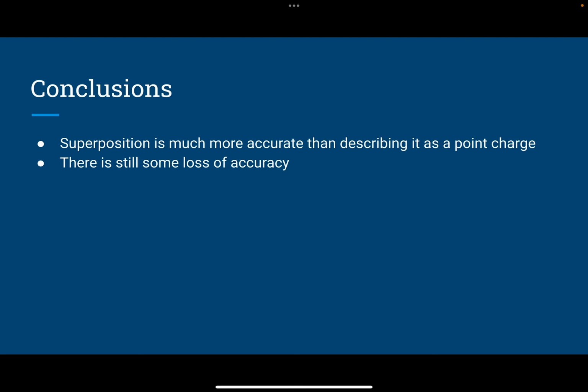So our conclusion: superposition is much more accurate than describing it as a point charge, but there is still a small loss of accuracy.